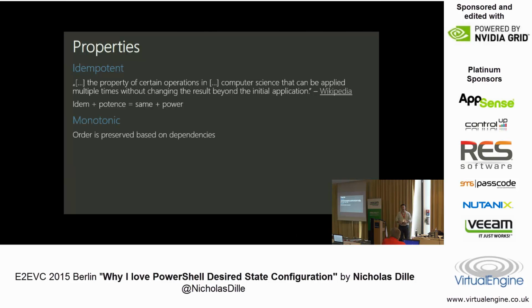Another important thing is that it's monotonic. That means that the order in which the resources or configuration items that you define are applied always stays the same if you're using dependencies. So if you define that a Windows feature is required for another item to be installed, that order will be preserved. If you do not use dependencies, it may shuffle around. But if you do not use dependencies, you might not care if it's applied in any certain order.